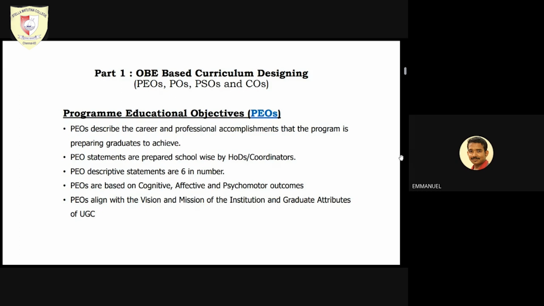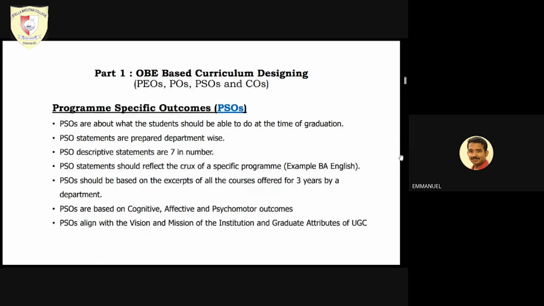The presented slide has some points to remember on how to frame the program educational objectives for schools. These things we have already seen. These are program specific outcomes. Once again, I'm just highlighting the abbreviations and expansions. Program specific outcomes are expected outcomes for a particular program, either BSc or MSc, offered by a particular department.